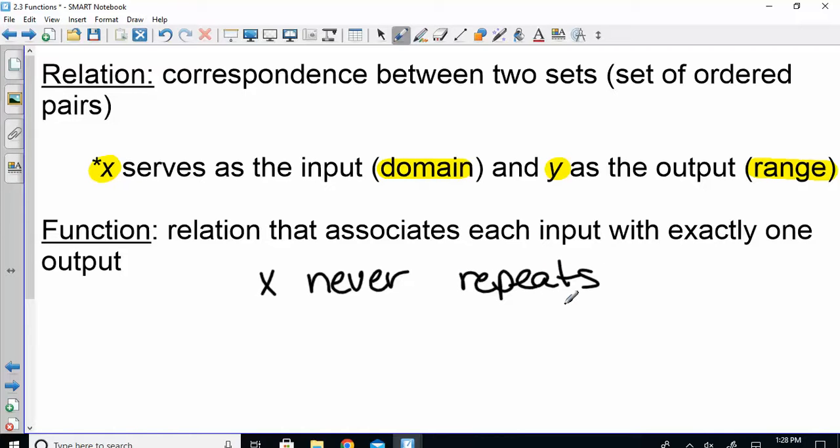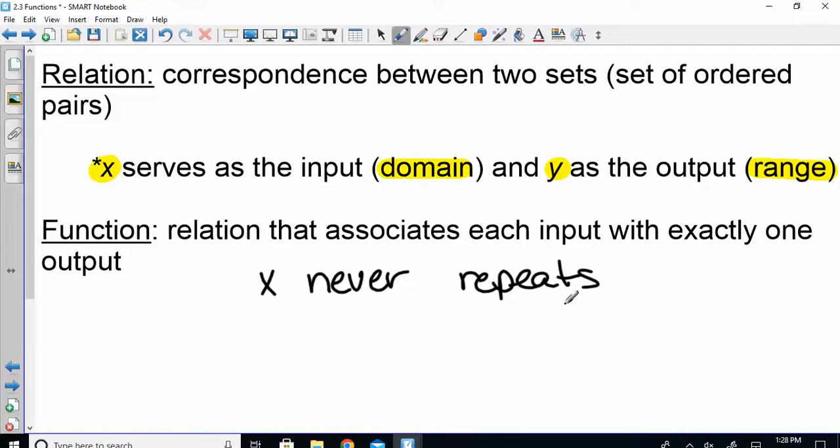So an example of a function, X plus 2. Okay, if I put in 3, what do I get out? 5. So X is my input, 5 was my output. Can I put in 3 and get 2 different answers out? No, that's what makes it a function.